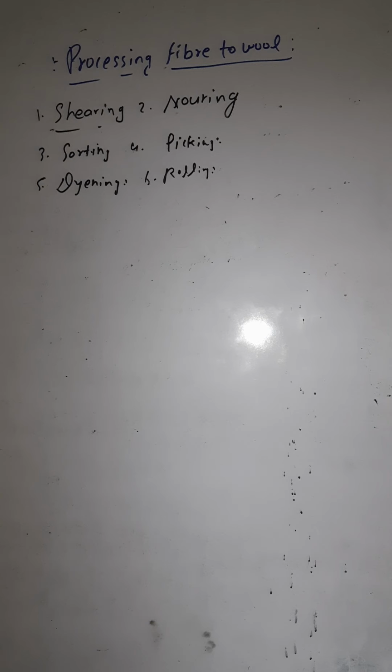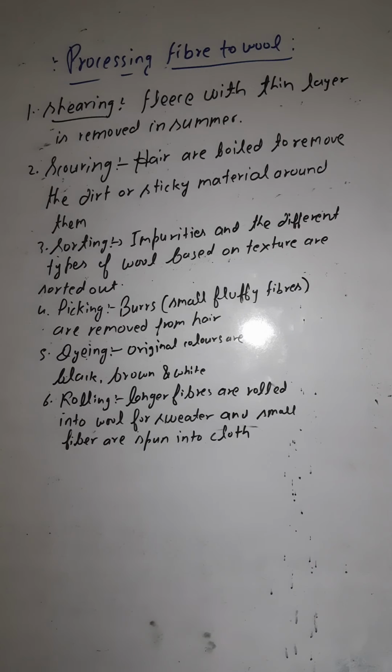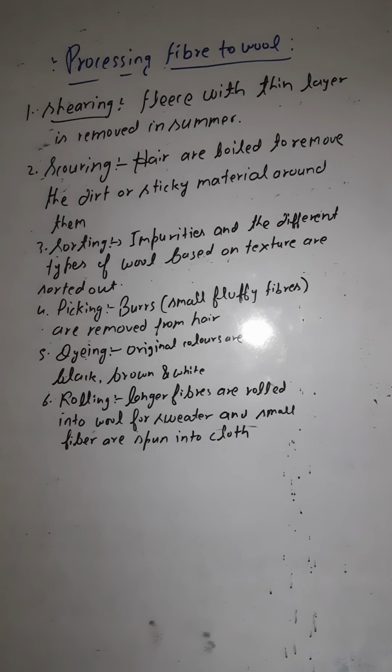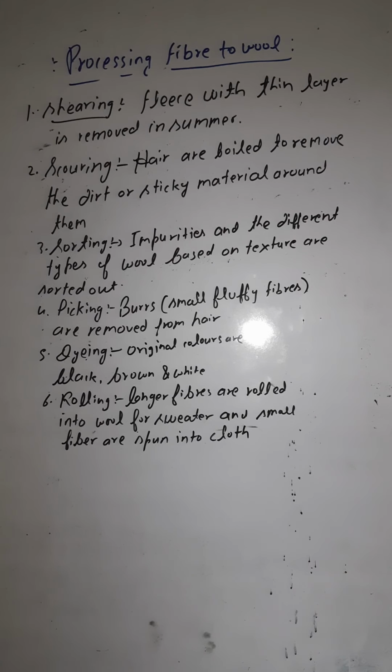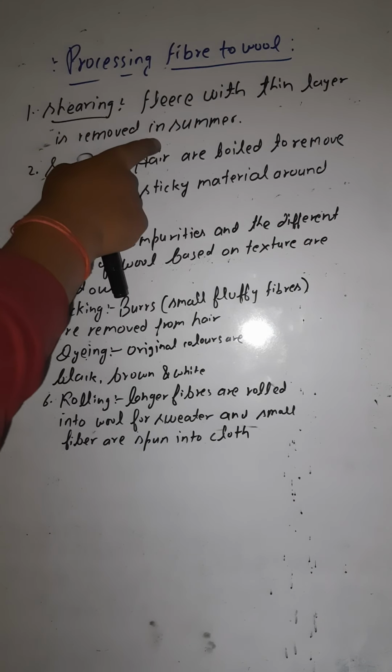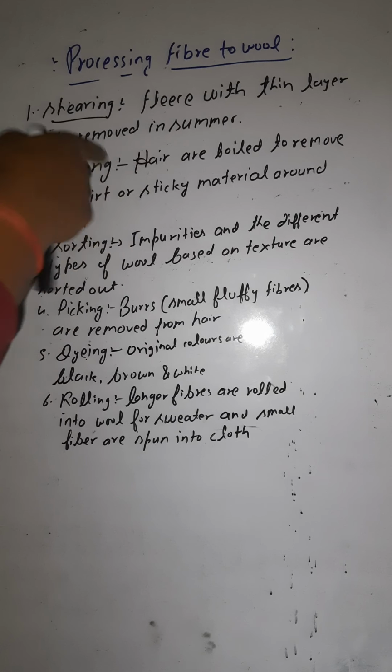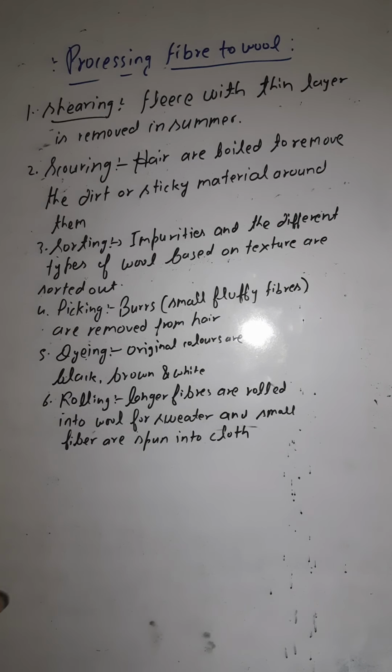So these are the various steps or methods under which the processing of fiber to wool takes place. The first one is shearing. The fleece with a thin layer is removed, especially in summer. You have to remember this, because during the winter, if you remove the hair, the sheep would be cold. So the hair is removed in the summer season.